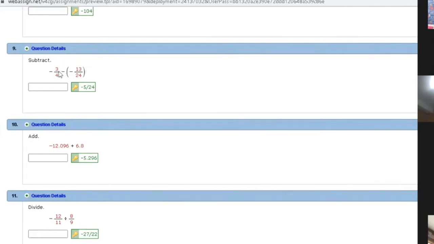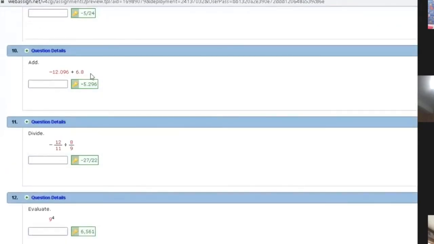So if we change the first fraction, what would it be? -18 over 24. Okay, and how did you get that? Multiply both by 6. Yes, so 4 times 6 will give us 24, and whatever we do to the bottom, we have to do to the top. So that's how we got -18 over 24. From there, when you subtract a negative, you will be adding. So we're looking at -18 plus 13, and that's how we get -5 over 24.